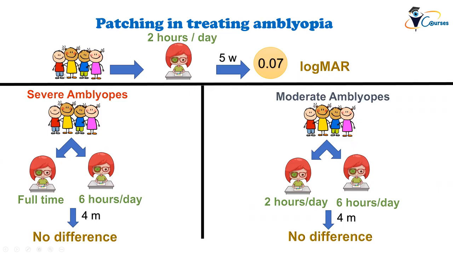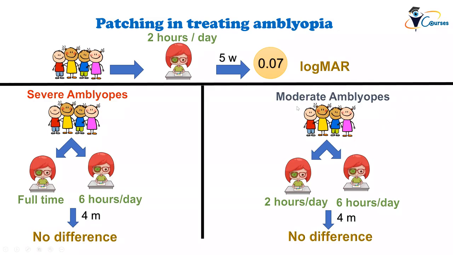So this study recruited a group of children and put a patch on for 2 hours per day. After 5 weeks, it showed an improvement of the visual acuity of logMAR about 0.07. The study divided these children into severe amblyopes and moderate amblyopes. The severe amblyopes were further subdivided: some received full-time occlusion and others received 6 hours of occlusion per day. After 4 months, it was found that there is no difference in the visual outcome.